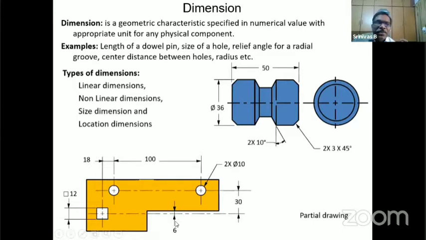You see, this is a location dimension. Are you able to distinguish what is the location dimension here? The square pocket has been located from this surface, and this is a center distance, or we can call it a location dimension as well. This is a location dimension as well. Understand? Like that, these are the dimensions.